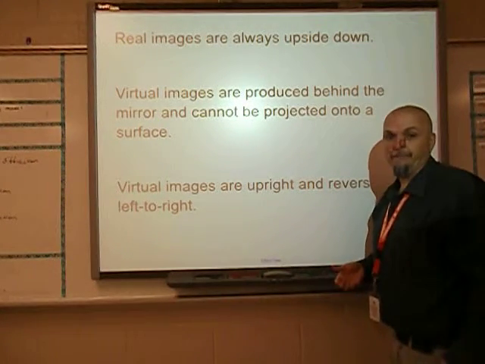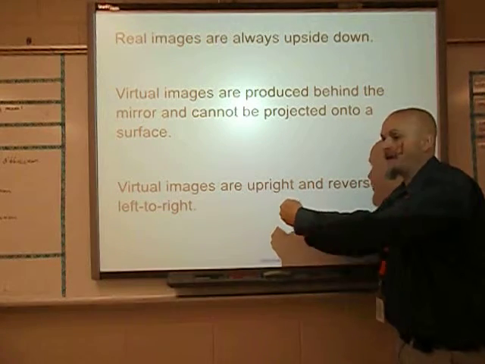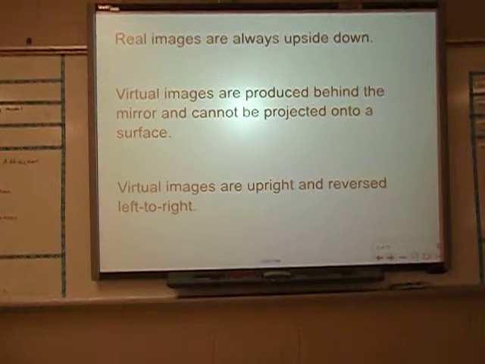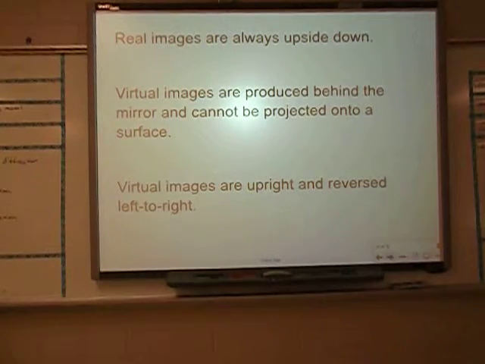It cannot be projected. So no matter where I hold a piece of paper, I'm not going to see an image. It's not a real image. That's why it's called a virtual image. So virtual images appear behind the mirror. They are always upright. So the head would be up, the feet would be down, always upright. But they are flipped left to right, which you've seen before if you've ever been driving or riding in a car and looked in the rearview mirror. Anything that's written, any text that you see is always backwards because it's being flipped or reversed, left to right.